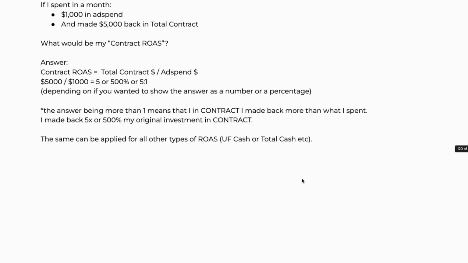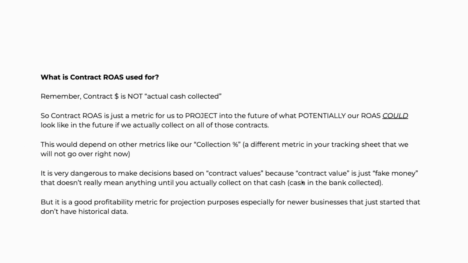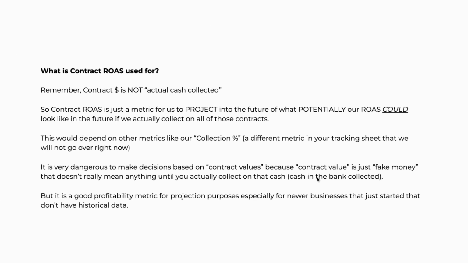Now, what is contract ROAS used for? Remember, contract is not actual cash collected. So contract ROAS is mainly used as a metric to project what the future potential ROAS could be, emphasis on could, as long as we do a good job of actually collecting on all of those contracts, aka the accounts receivable, the AR, right? This would depend on other metrics like our collection percentage. We're not going to talk about it in this. It's a different metric in your tracking sheet that basically tracks whether you're collecting on your actual contracts, right?